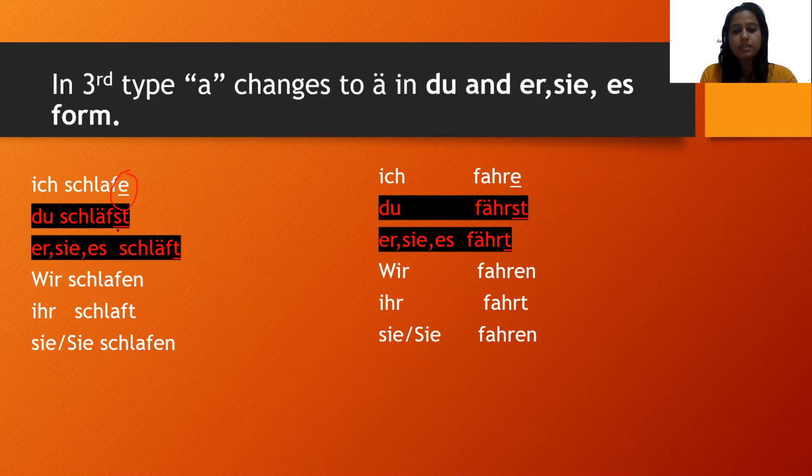The ending remains the same, but you need to add an a umlaut. Where are you going to add it? Only in these two, that is du and er/sie/es. Again, the ending remains the same as per the first type, but it comes with an umlaut, which means schläft. So not schlaft, but schläft. And then wir schlafen, ihr schlaft, and sie schlafen. So this without umlaut is schlaft, and this with umlaut is schläft. So there is a pronunciation change when you add an umlaut, okay?